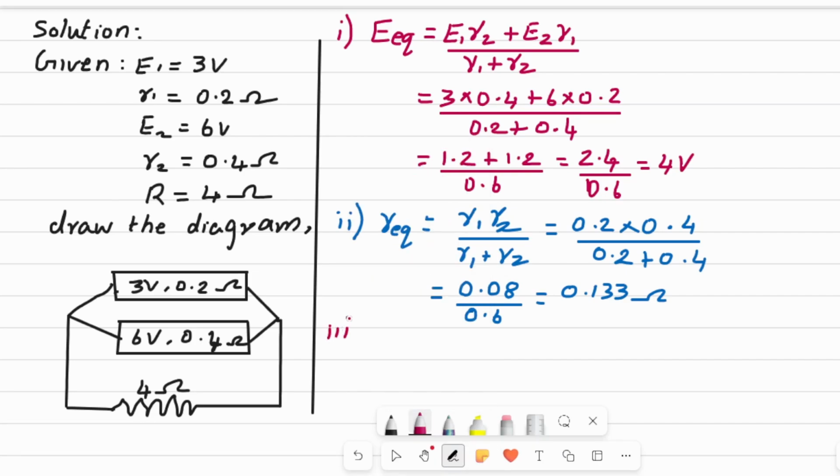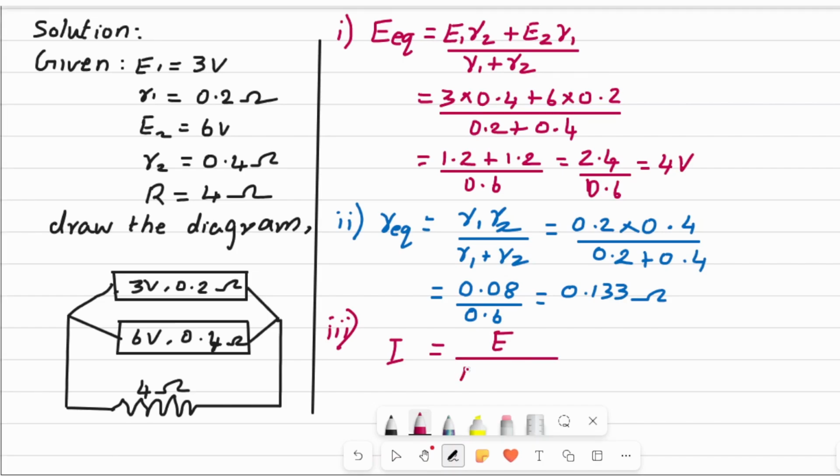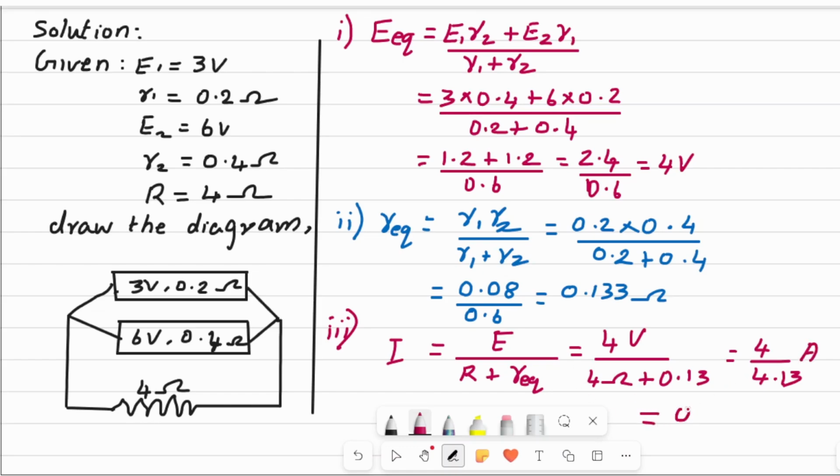Now we enter into the third part of it. In the third part, you want to find the current through the circuit. The equation for that one is total EMF divided by total resistance. So total EMF here is 4 volt, which we calculated in the first part, and in the denominator, external resistance 4 ohm plus 0.13. So total answer is 4 divided by 4.13. So calculate it. It is close to 1, but actually it is 0.9 ampere.